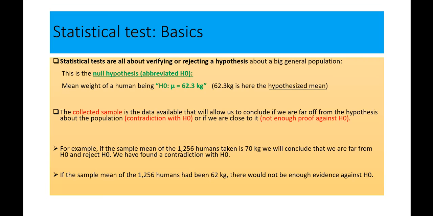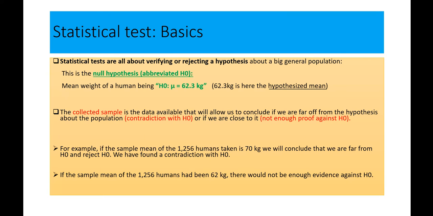Statistical tests are all about verifying or rejecting a hypothesis that we call the null hypothesis. That hypothesis gives some value or insight about the big general population. So in order to answer the question, what is the mean weight of the world population in general, you need to create a hypothesized mean.